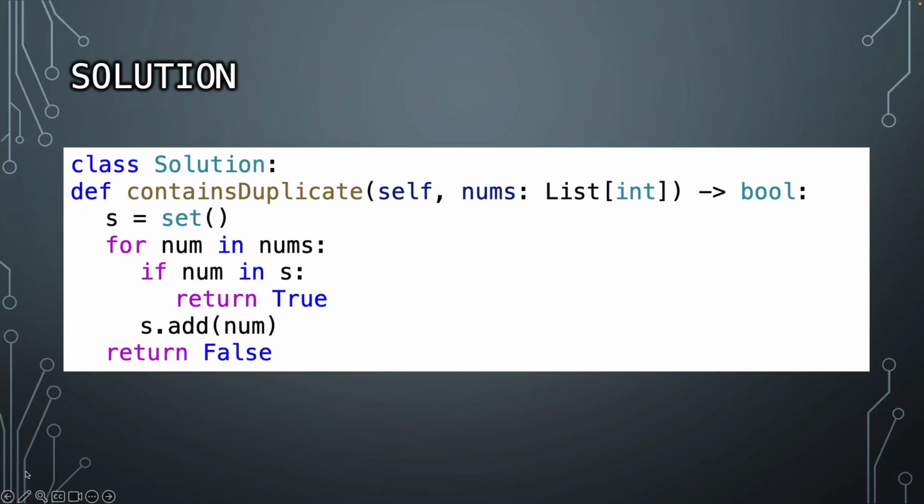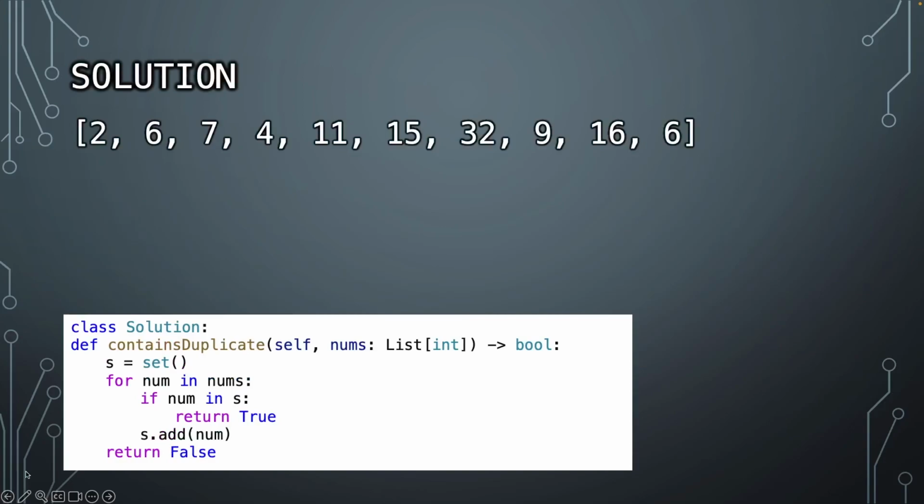Let's look at the example we had earlier. We start off by initializing an empty set S. We then enter a for loop that will check if the number is already in the set. In this case, it's not, so we add 2. And we do the same procedure for 6. It's not in the set, so we add it. 7 is not in the set, so we add it.